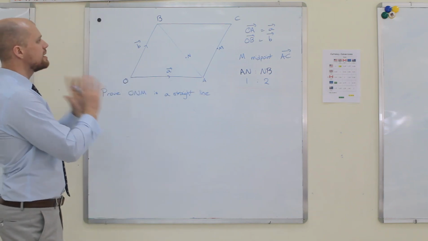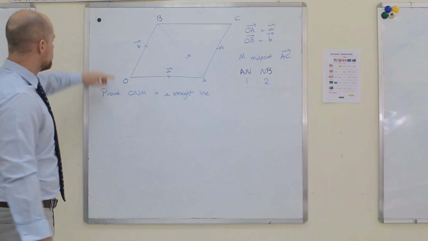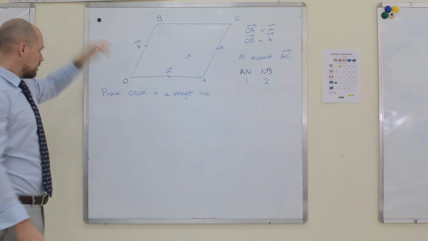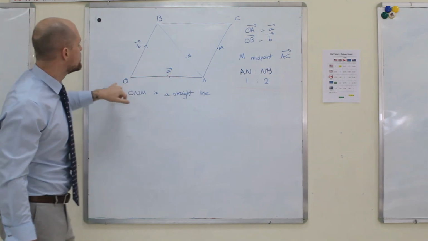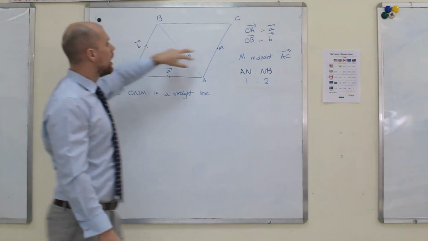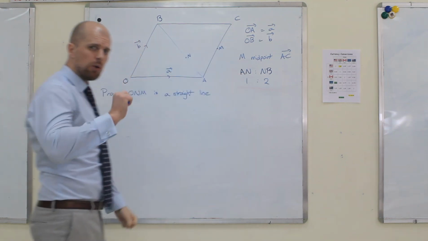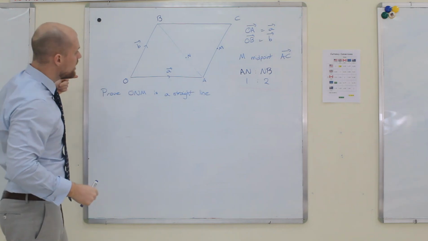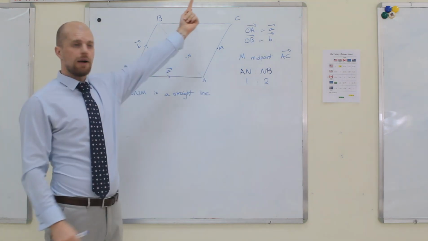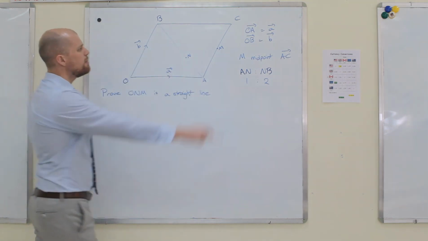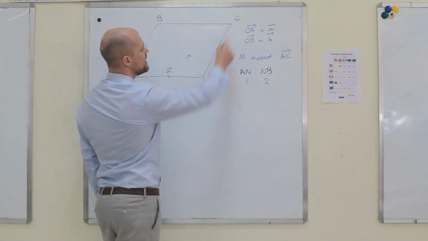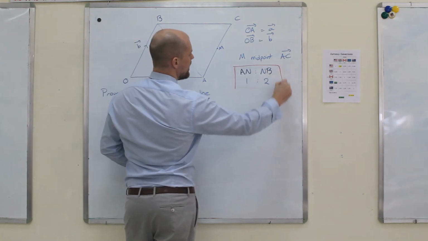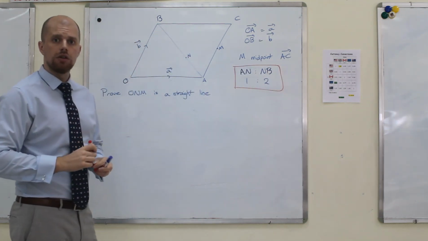So this is a very typical exam question. We have a parallelogram, OABC. O to A is the vector A and O to B is the vector B. That's given in the question. Don't forget, it's really important to remember that it's the direction of the vector that's really important. So A goes this way, B goes that way. M is the midpoint of the vector AC, so M lies in the middle. And we're given this ratio, AN to NB is 1 to 2.